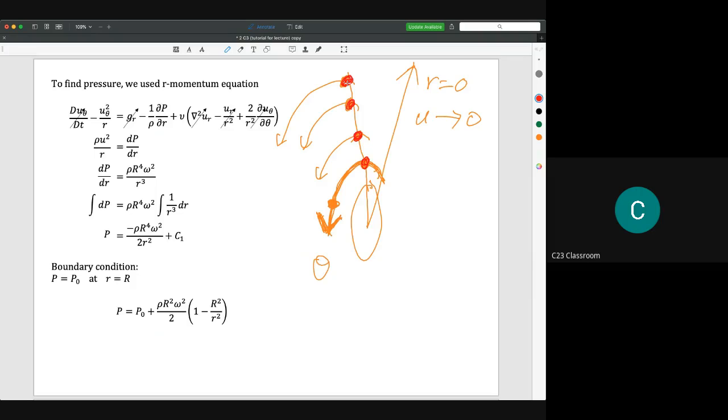When the velocity is changing, for sure there are changes in pressure. That's why when we want to find the pressure here, we take the Navier-Stokes equation in the R axis. Again, I simplified this one. So we simplified everything, and I think you could understand this. Then the term left is rho u square over r equal to dp over dr.